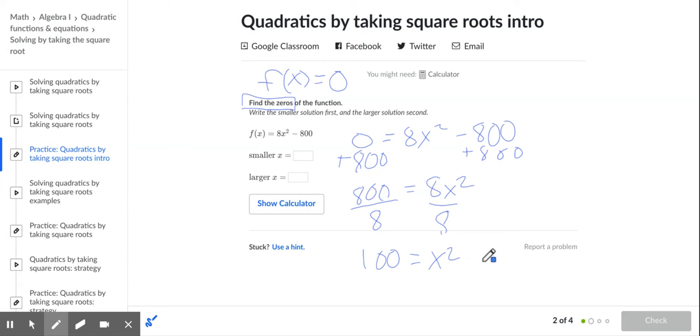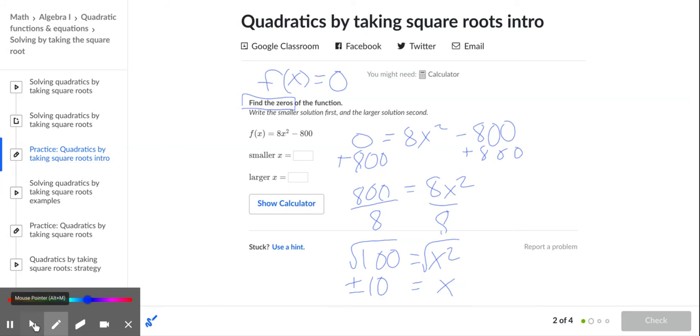So once I get to here where all I have on this side is something squared, I can take the square root of both sides. The squared and the square root cancel, so I get x over here. And over here, the square root of 100 is 10, but don't forget that it's plus or minus 10. It's plus or minus 10. Either one would work. So when I put in my answer, the smaller one is going to be negative 10. The bigger one is going to be positive 10.